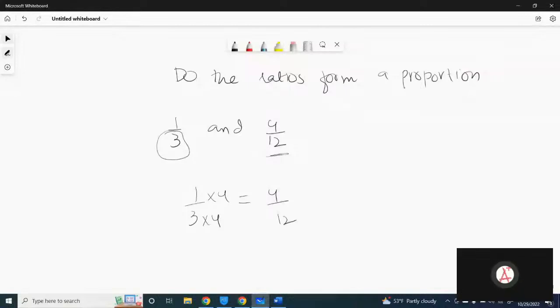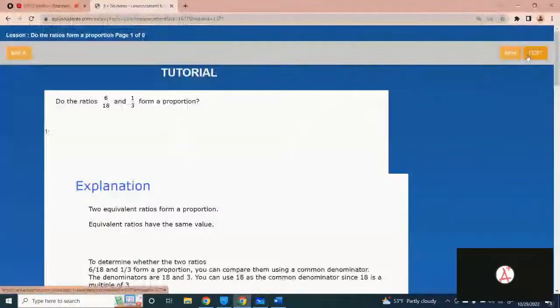So see, when you multiply to get a common denominator, both of the fractions are now equivalent. Got it? That means the ratios form a proportion. If the fractions are equivalent, that means they form a proportion. Got it? So let's start with the test.